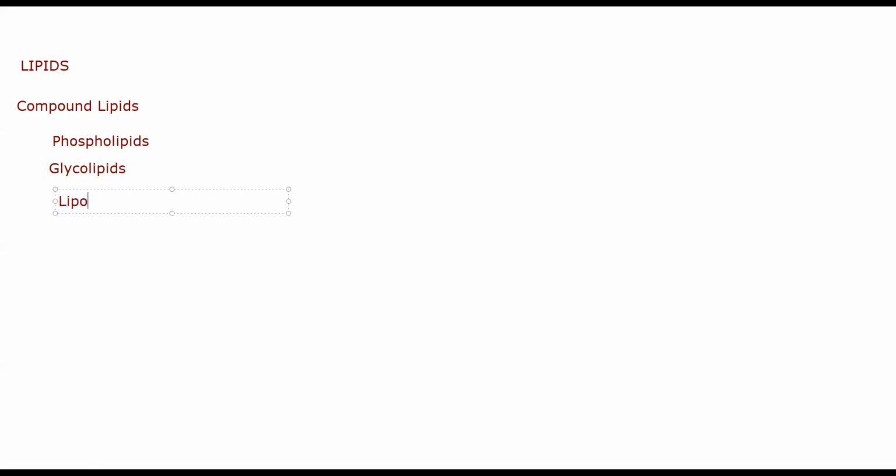Then you have something called lipoproteins. These are rather important. Why? Because you will have four different types of lipoproteins: LDL, VLDL, IDL, and HDL. Let me type it down to make it easier. You have LDL, VLDL, HDL, IDL. In some textbooks, you might not see IDL.